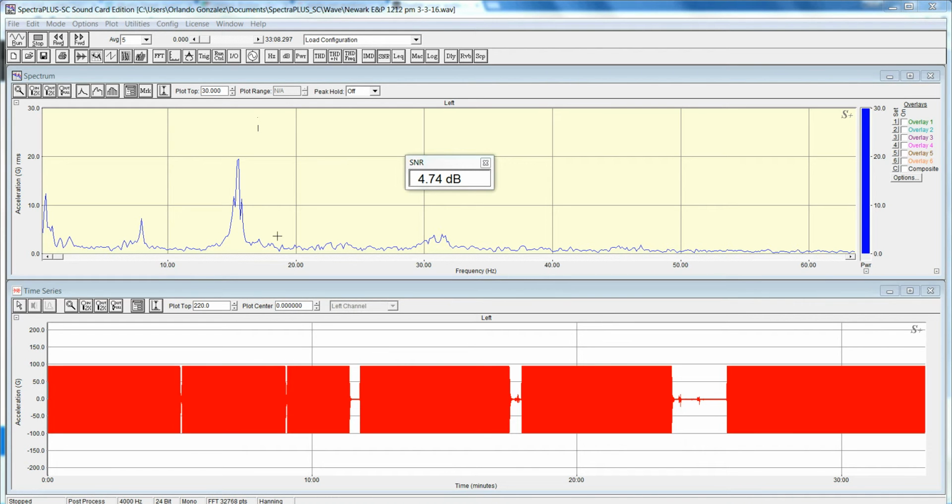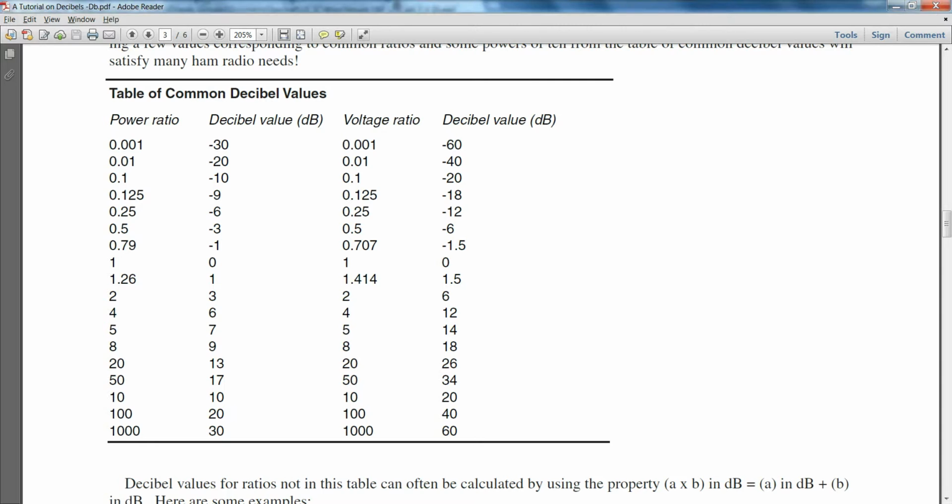This tells us the ratio of the signal to the noise floor, and you can see it's measured in decibels. This is a table of common decibel values. So you can see negative dB numbers mean that the power ratios are, in other words, the signal is very high compared to the noise floor is very high compared to the signal.